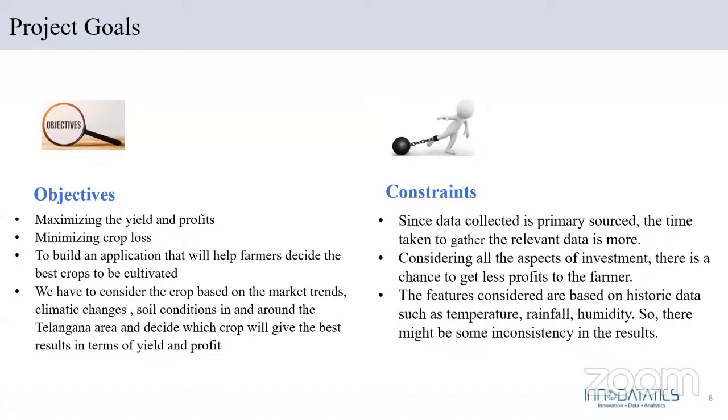And here are some of the constraints that we faced during the project and foresee in the future. We face time constraints. Since the data collected is primary sourced, the time taken to gather the data was more. Considering all the aspects of investment, there could be less profits. The features considered are based on historic data, such as temperature, rainfall, and humidity. So there might be some inconsistency in the results.